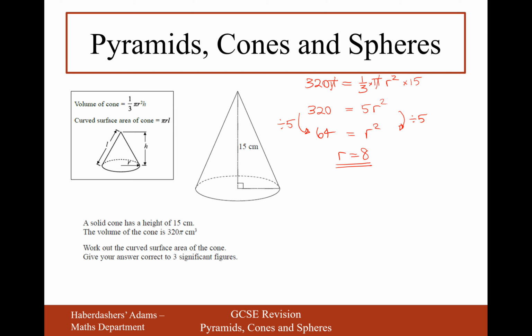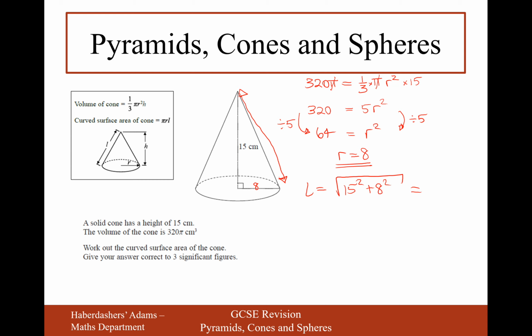Okay, so now that we know the radius, we now need to work out the curved surface area. But for the curved surface area, we need l. So what we're now going to do is work out what l is by doing a little bit of Pythagoras' theorem here. l equals the square root of 15 squared add 8 squared.